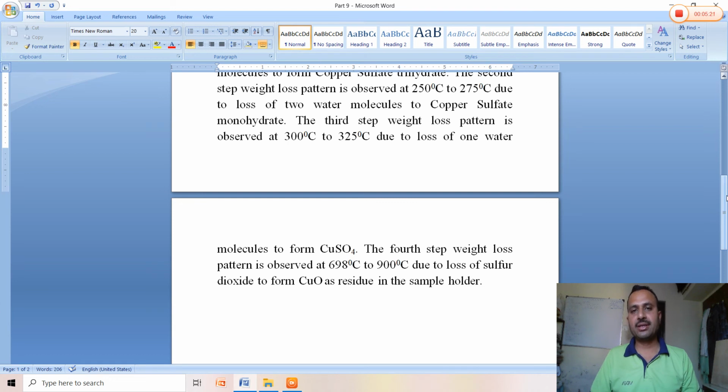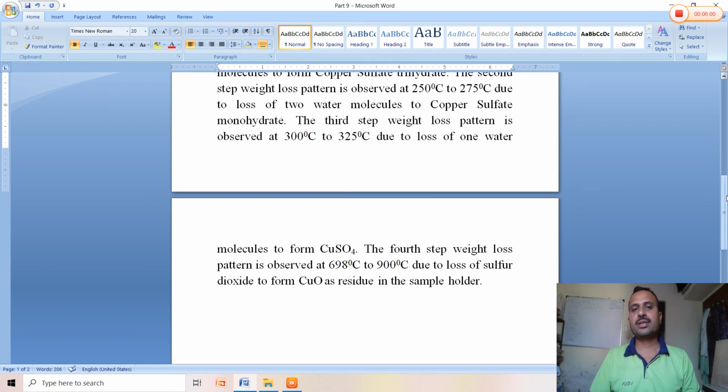So this is a typical TG curve analysis for copper sulfate pentahydrate, where in the first step copper sulfate pentahydrate is converted into copper sulfate trihydrate. Copper sulfate trihydrate is converted into copper sulfate monohydrate. Copper sulfate monohydrate is converted into copper sulfate only, and the copper sulfate is converted into copper oxide with evolution or liberation of water molecules and sulfur dioxide respectively. So these are all the four steps associated with the copper sulfate pentahydrate TG curve or thermogram. And naturally the remainder part is copper oxide as a residue in the sample holder.